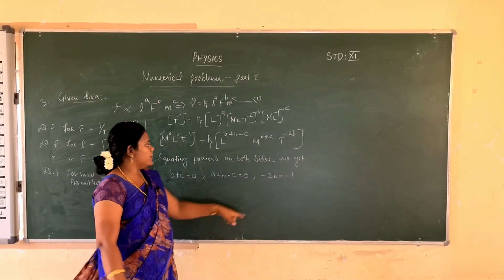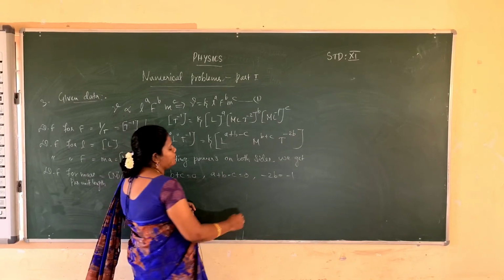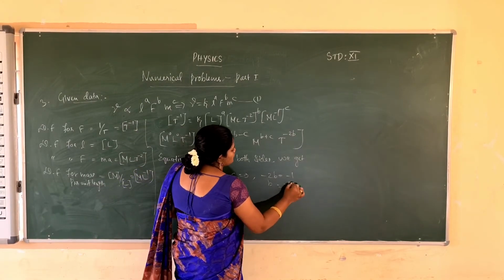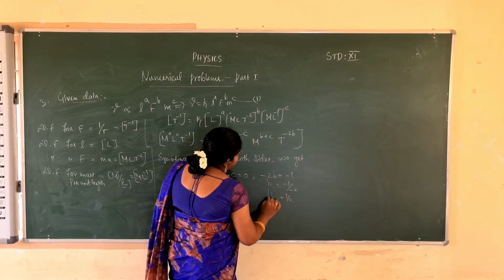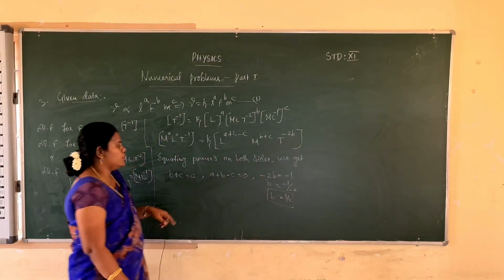So here only B is there, so we can easily find out the B value. Minus 2B is minus 1, so B is equal to minus 1 by minus 2. So B is equal to 1 by 2.